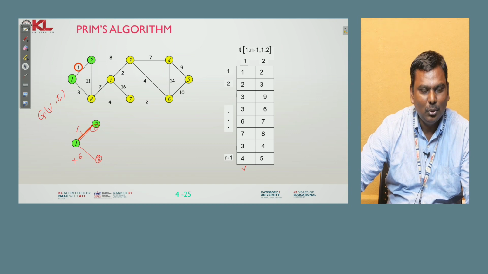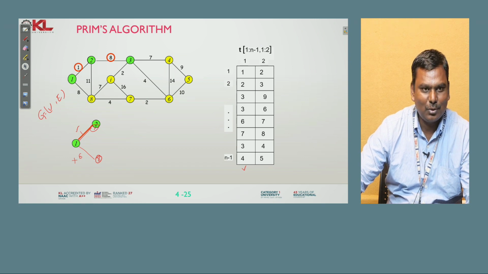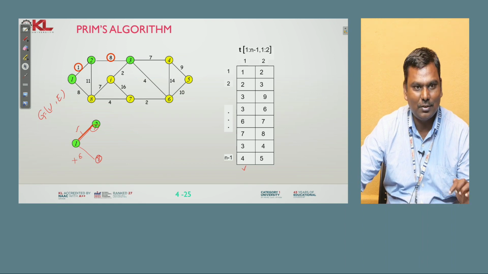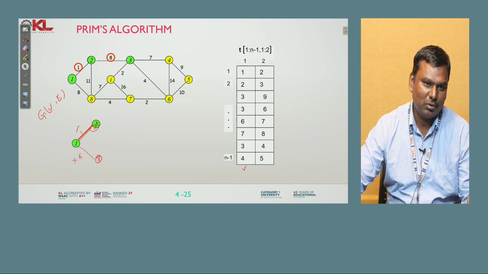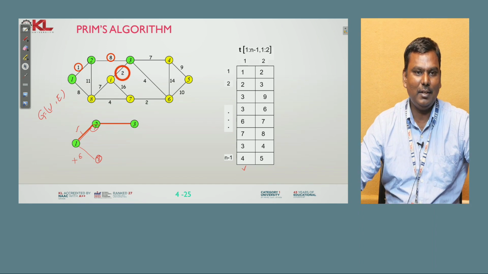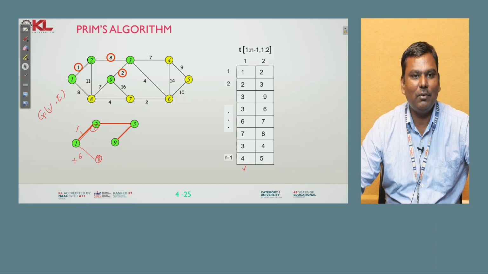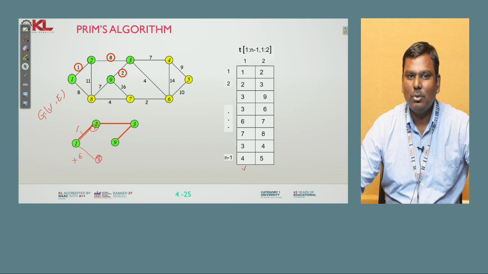Next, vertex 2. What edges does 2 have? 2 has edges to 3 and 8. Between 3 and 8, the minimum weight value is for 2 to 3, so now we connect 2 to 3. Again we find the minimum cost value, 2. Vertex 2 has 2 to 3 already connected, and also 2 to 9, 2 to 6 and 2 to 4.